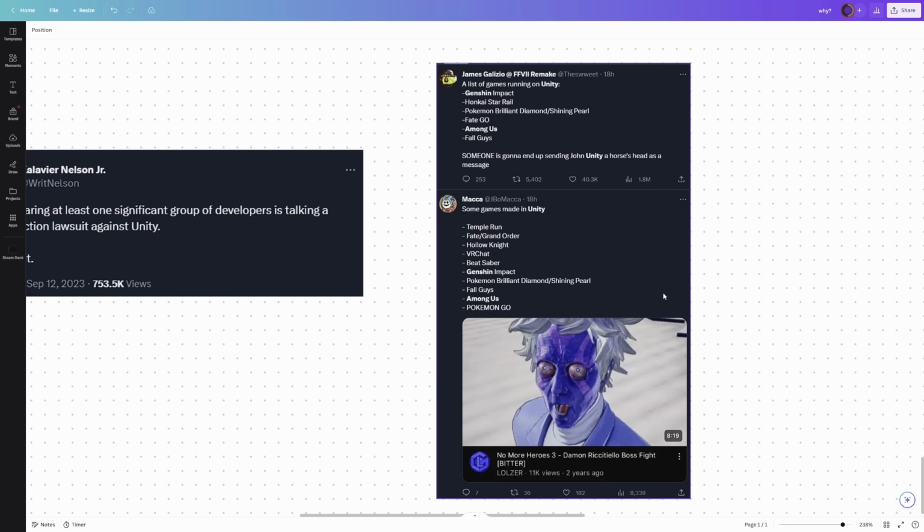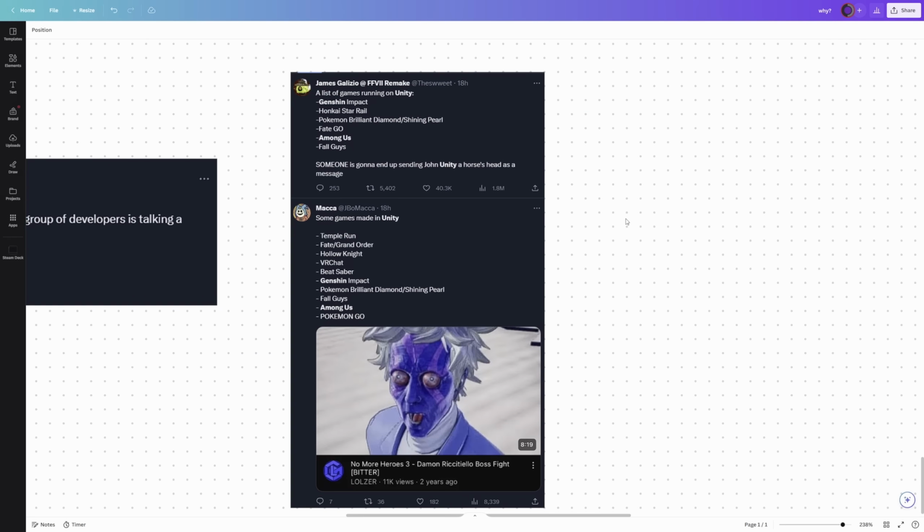The whales that they want to get here are these whales, right? The Genshin Impacts, the Among Us. And there's no way that happens because these are the developers that have the resources to port their game away from Unity. They can port their game to Unreal, they can make their own engine. These are the developers that have the money to do that. So regardless of what Unity does, they're gonna lose these developers.